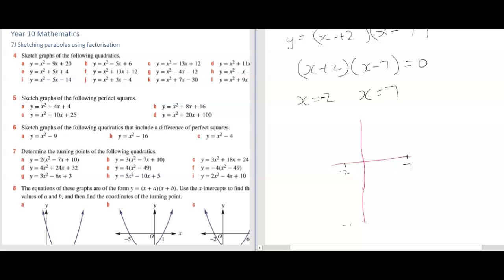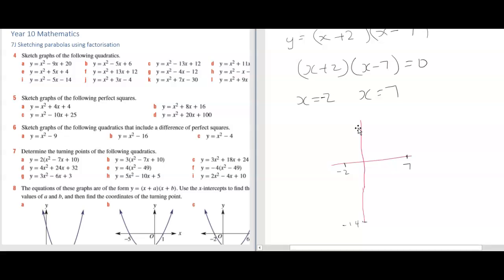Okay, so it's negative 14. So I know it's got to go down there, and your turning point is halfway between negative 2 and 7, so I know it's going to be roughly around here, because when you kind of picture the parabola, it's going to go down and then back up again.